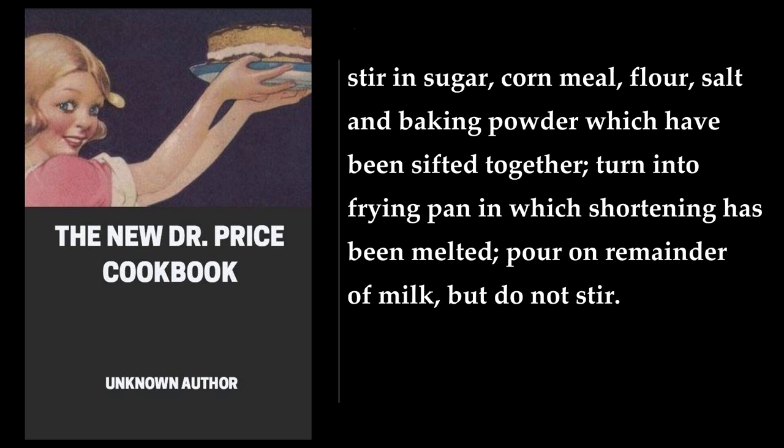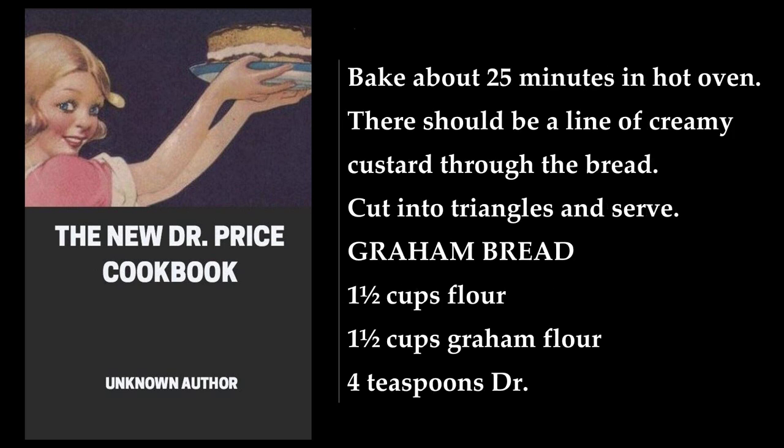Stir in sugar, cornmeal, flour, salt and baking powder which have been sifted together, turn into frying pan in which shortening has been melted, pour on remainder of milk, but do not stir. Bake about 25 minutes in hot oven. There should be a line of creamy custard through the bread. Cut into triangles and serve.